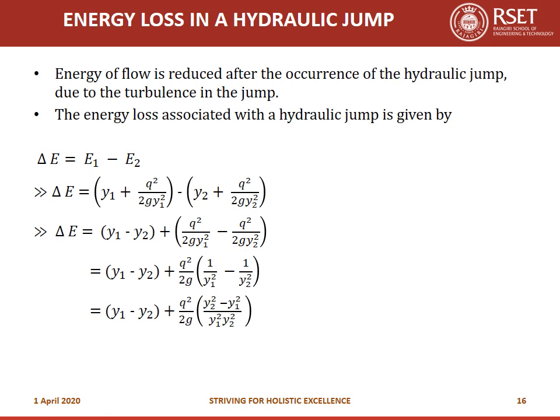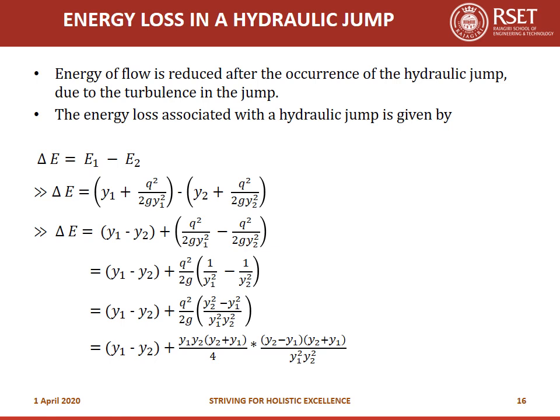So delta E becomes y1 minus y2 into Q squared by 2g into y2 squared minus y1 squared divided by y1 squared y2 squared. Now Q squared by g we know is y1 y2 into y1 plus y2 divided by 2. Now this expression I had put in a box while I was deriving the non-dimensional equation. I told you that this equation is not the final expression, but it will be useful in lots of numerical problems. It can also be used in the derivation for energy loss in a hydraulic jump.